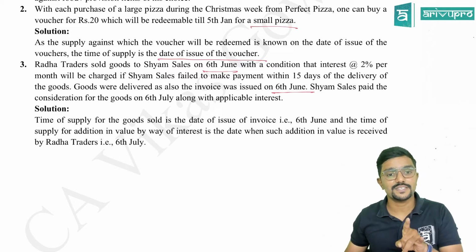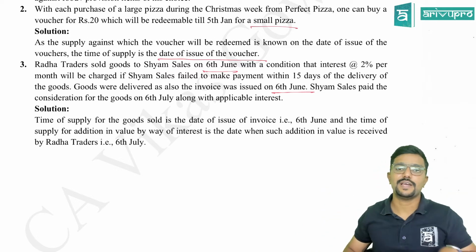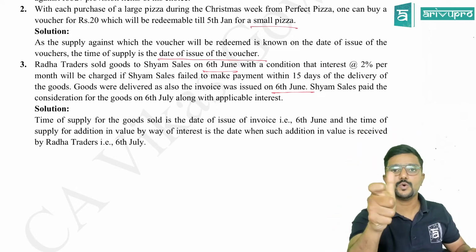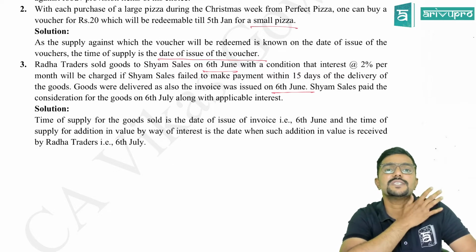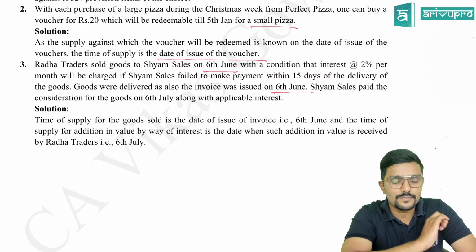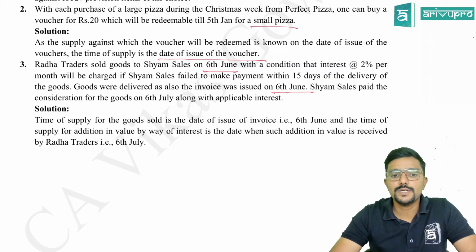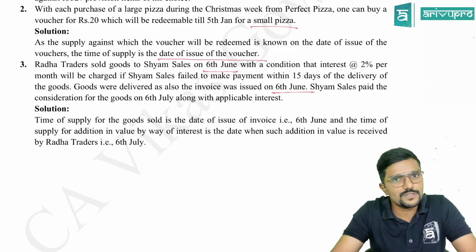So for interest, the time of supply will be 6th July. Whereas for normal value, which is charged by the supplier to the recipient for the goods, the time of supply is 6th June, guys. Okay. Solution. Time of supply for the goods sold is the date of issue of invoice, which is 6th June. And the due date to issue invoice is also 6th June only.